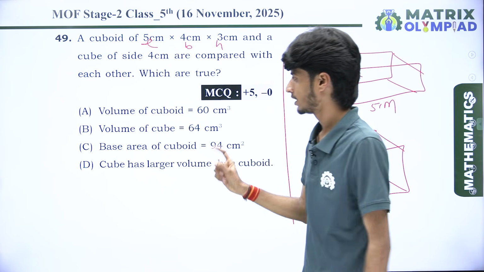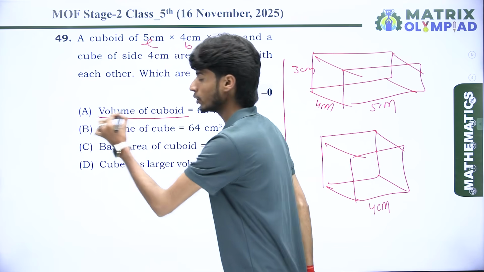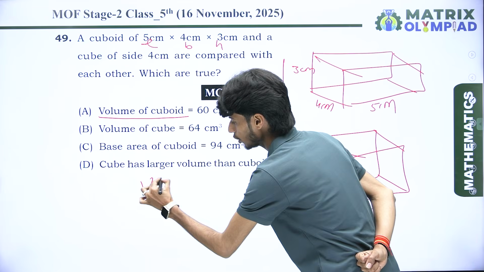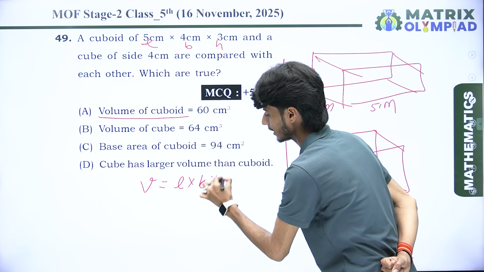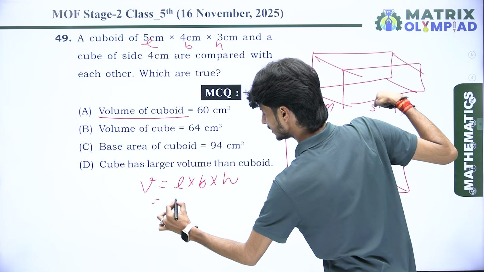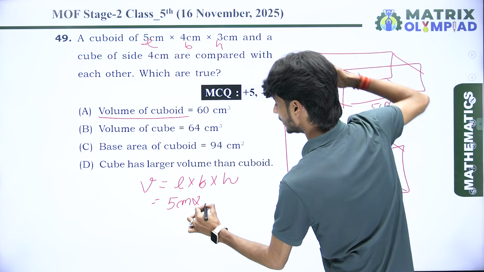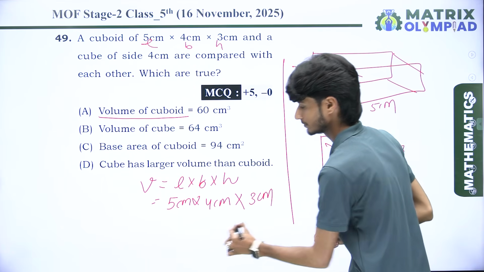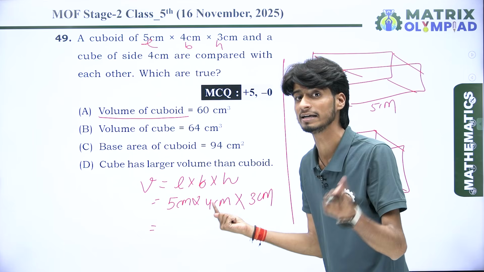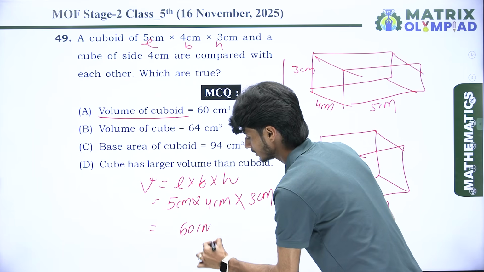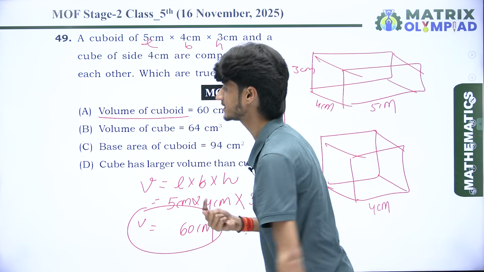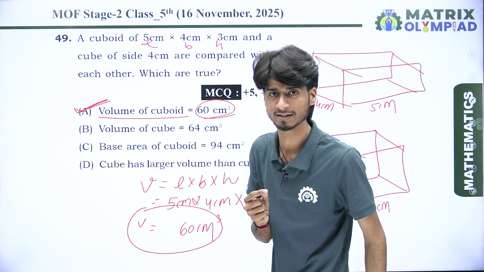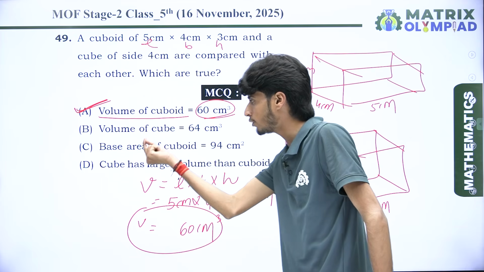So let's see. First of all, we compare the volume. So how to find the volume of a cuboid? Look, the formula of volume is length multiply breadth multiply height. So let's see. The length is 5 centimeter, breadth is 4 centimeter and height is 3 centimeter. So 5 4s are 20, 20 3s are 60 centimeter cube. So volume of cuboid is 60 centimeter cube. Yes, this is correct for question number 49. Yes or no?